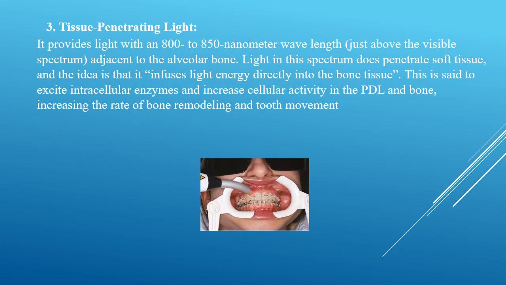Number 3, tissue penetrating light. To provide light with an 800 to 850 nanometer wavelength, just above the visible spectrum, adjacent to the alveolar bone. Light in this spectrum does penetrate soft tissue, and the idea is that it infuses light energy directly into the bone tissue. This is said to excite intracellular enzymes and increase cellular activity in the PDL and bone, increasing the rate of bone remodeling and tooth movement.